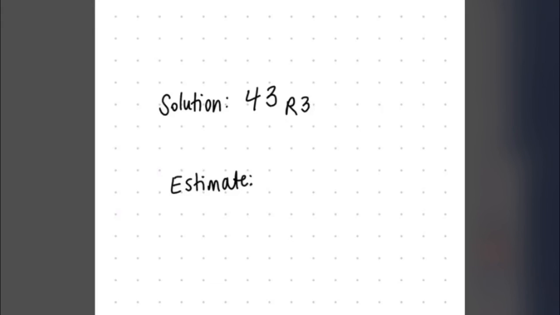To finish off this problem, let's compare our solution to our original estimate. So recall that our original estimate was 45, and our solution is 43 with a remainder of 3. So our estimate was actually quite close to our solution. Therefore, it seems that we chose an effective strategy for estimating.